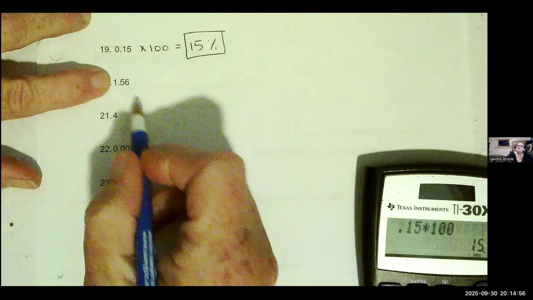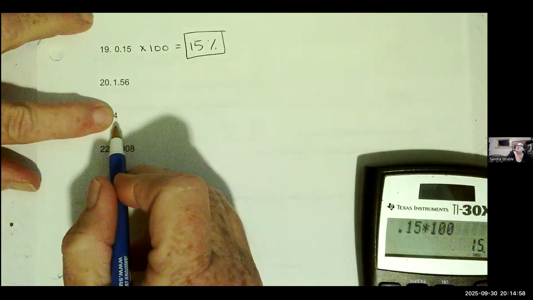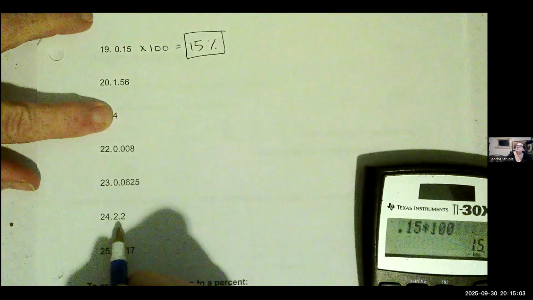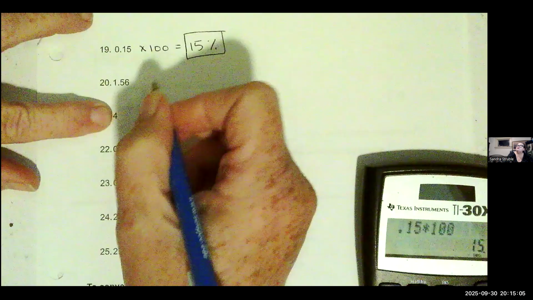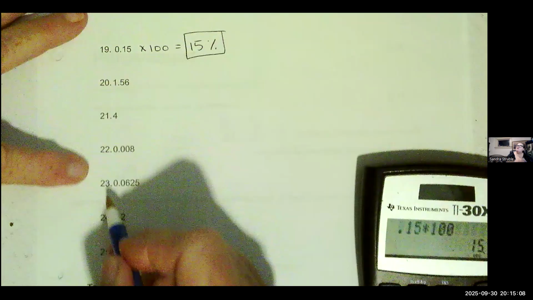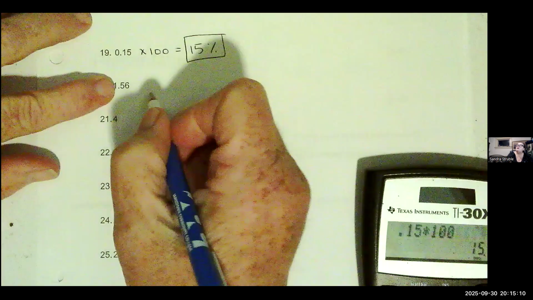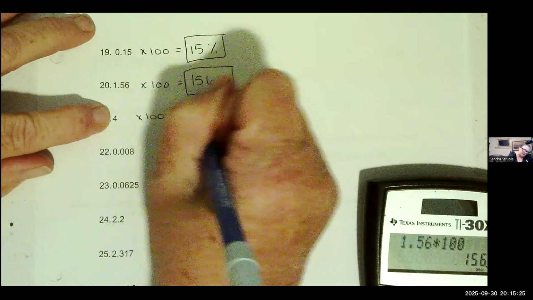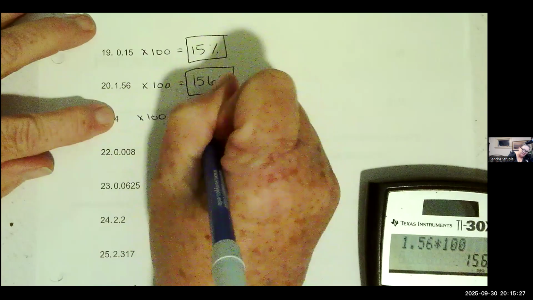Now pause the video and do the rest of these yourself. This is 1.56. This is just 4, 0.008, 0.0625, 2.2, and 2.317. These numbers are in numerical order so that you know which problem you're working on. So 1.56 times 100 is 156%. Don't forget your percent sign. 4 times 100 is 400%.